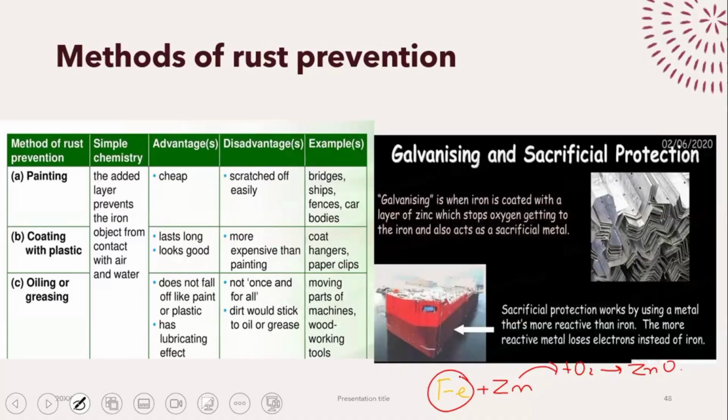Now, what is the difference between the two of them? In galvanizing, you are simply going to coat. You make a coating. So if I take a piece of iron and I coat it in a whole layer of zinc, that's galvanizing. And if I take a piece of iron and I take a piece of zinc and I just put them next to each other, that's sacrificial protection. Okay. So in sacrificial protection, I just take two pieces of metal and I put them together.